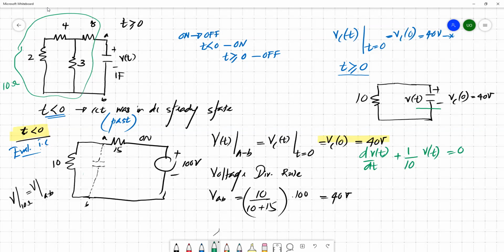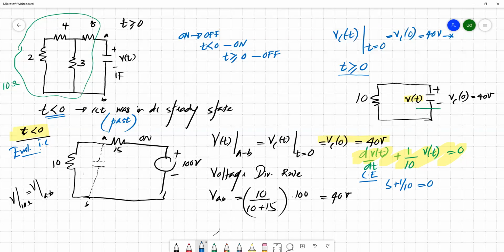V(t) equals 0. So this is the differential equation which describes the voltage across this capacitor: dV(t)/dt plus 1 over 10 into V(t) equals 0. Then we can easily get the characteristic equation. How do we get it? Replace the nth derivative with s to the power n. So this becomes s plus 1 over 10 equals 0. This is the characteristic equation.